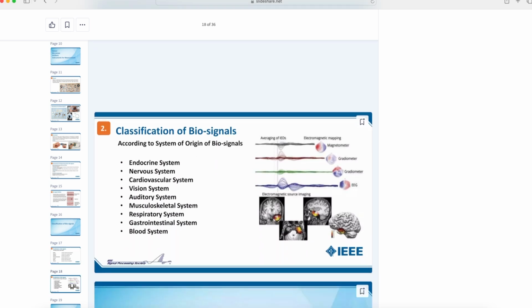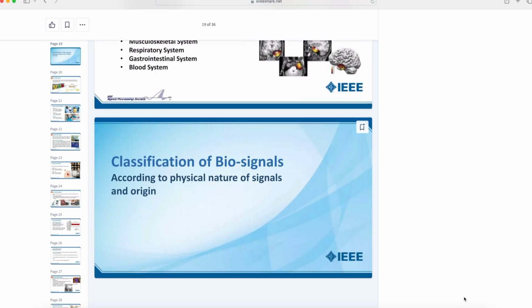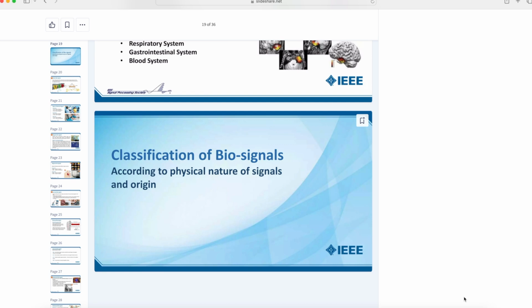According to system of origin of biosignals, we have endocrine system, nervous system, cardiovascular system, vision system, auditory system, musculoskeletal system, respiratory system, gastrointestinal system, and blood system. Classification of biosignals according to physical nature of signals and origin.